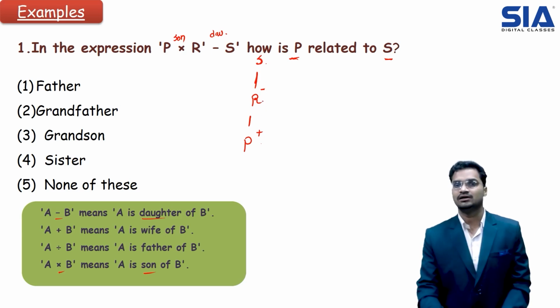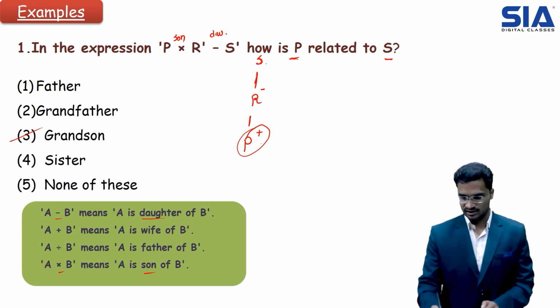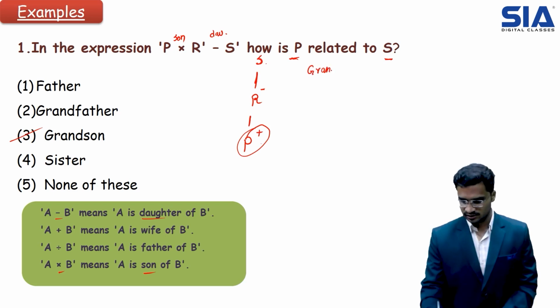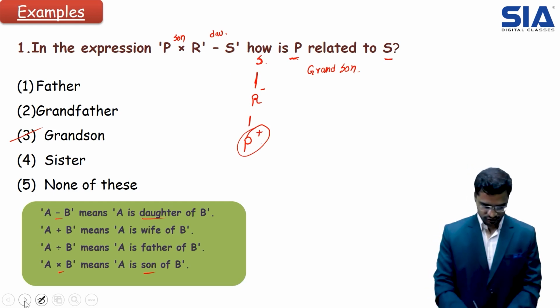So I can say that daughter's son. So S's daughter's son is P. So the person P becomes the grandson of S. So P is the grandson of S. So our answer is grandson. Now coming to the next question.